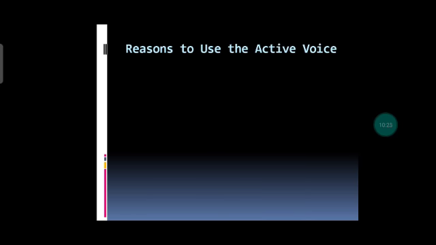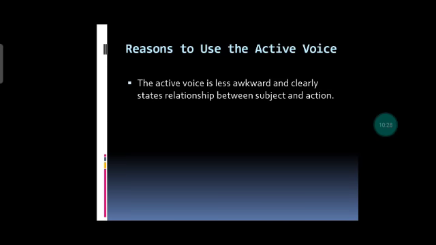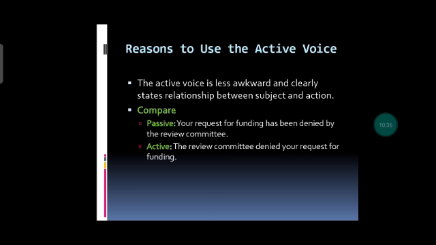Reasons to use the active voice. The active voice is less awkward and it clearly states the relationship between subject and action. Compare: your request for funding has been denied by the review committee. Is it active or passive? Your request for funding is the object, the recipient. So this is passive.